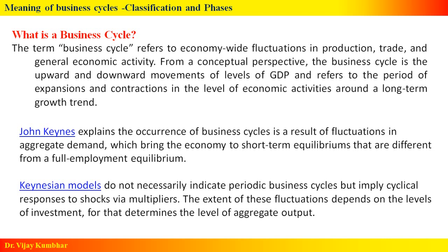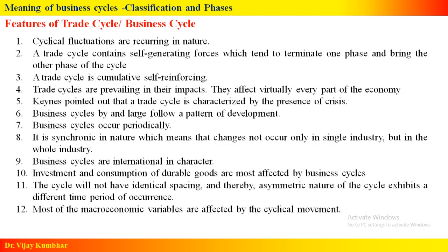According to the Keynesian model of the business cycle, he explained that it is a periodic business cycle implying a cyclical response to shocks via the multiplier. It is the investment multiplier. The extent of the fluctuation depends on the level of investment, which determines the level of aggregate output. It means the business cycle or trade cycle is the effect of cyclical changes in the investment level, accordingly the money multiplier and investment multiplier. There is a combined effect of the aggregate demand, investment, and multiplier also. Overall, the business cycle is the fluctuation in the various economic activities.